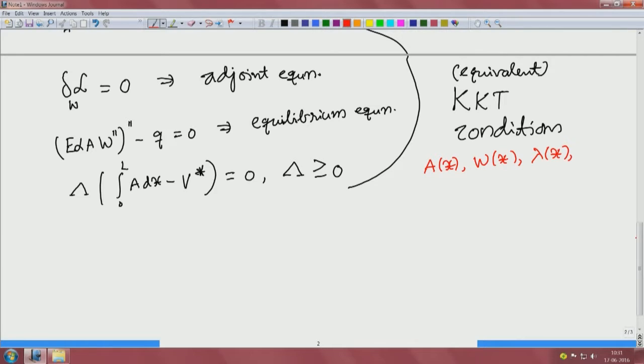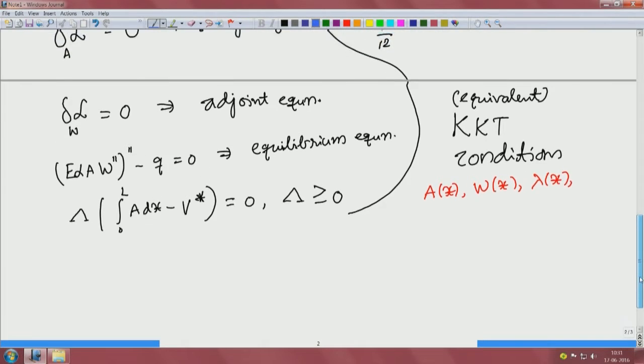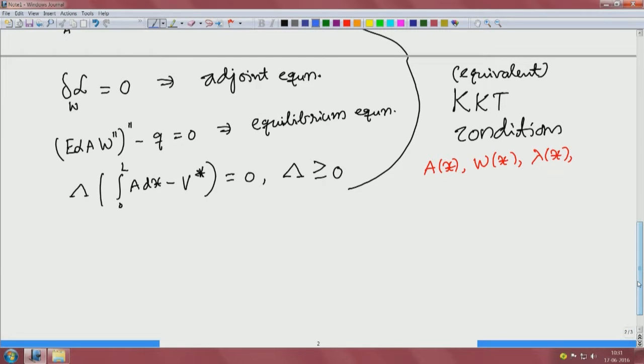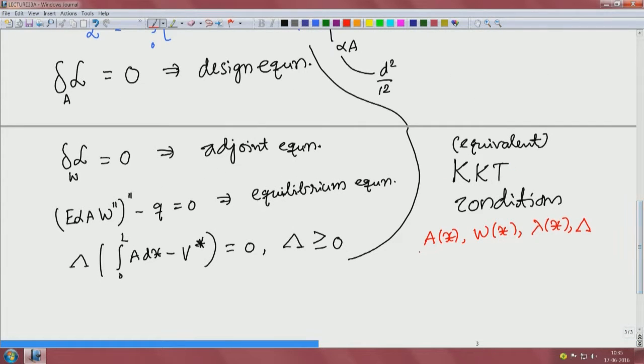Okay. Now, once we have these, we can write and see, we have written the equations: design equation, adjoint equation, equilibrium equation, and the complementarity condition, and the condition that lambda should be greater than or equal to 0. Once we have these, we can proceed and solve the problem. So, we have 4 variables and we have 4 equations. If we can number 1, 2, 3 and 4.